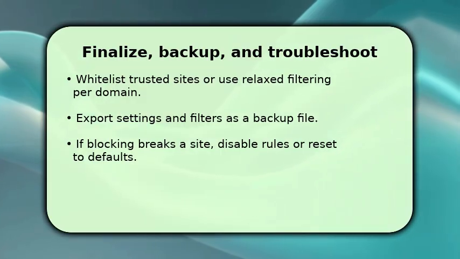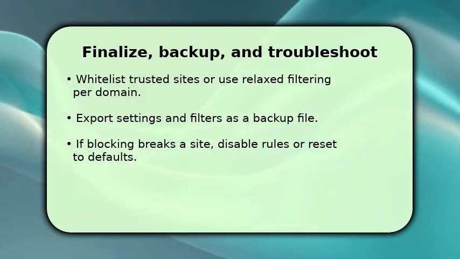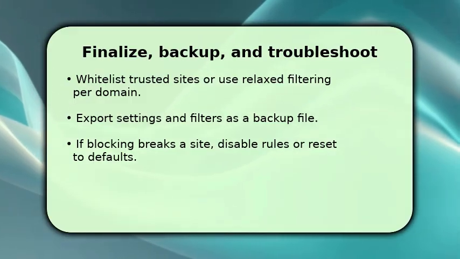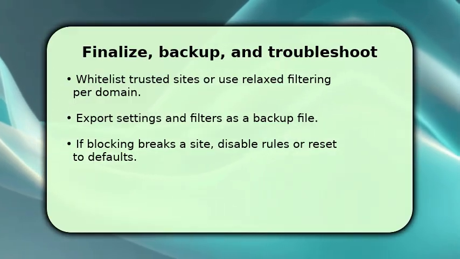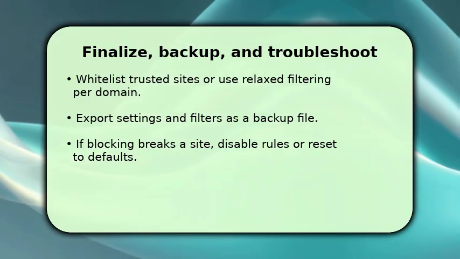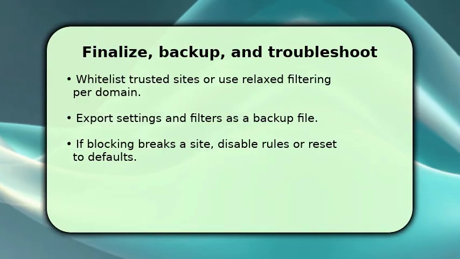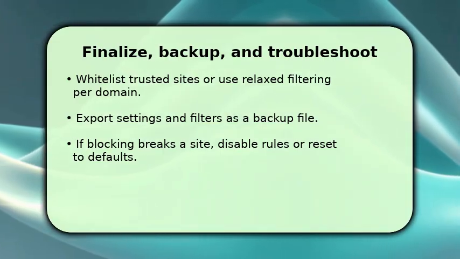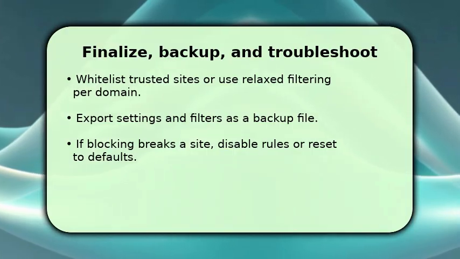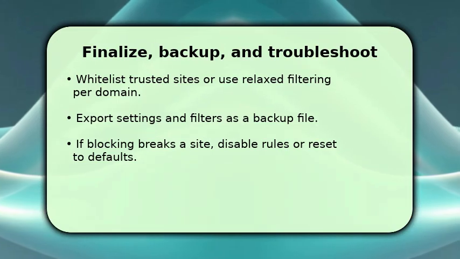After configuring filters and rules, export your settings to a file so you can restore them later or move them to another browser. If a site breaks, first try disabling uBlock for that site or revert the specific rule. If problems persist, reset the dashboard to defaults and re-enable only the essential lists. That single troubleshooting step fixes most issues.